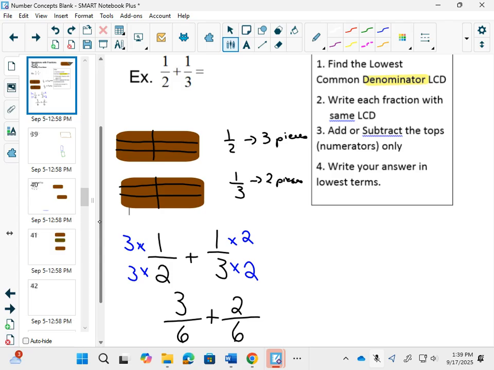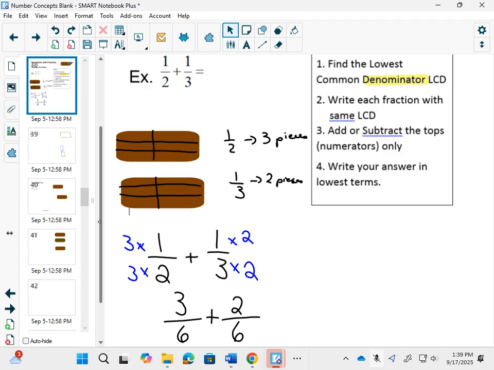Because right now, when I say 1/2, I have 1 piece where the whole chocolate bar was cut into 2. And when I have 1/3, I have 1 piece where the whole chocolate bar was cut into 3. It's hard to add those together because the sizes are different.